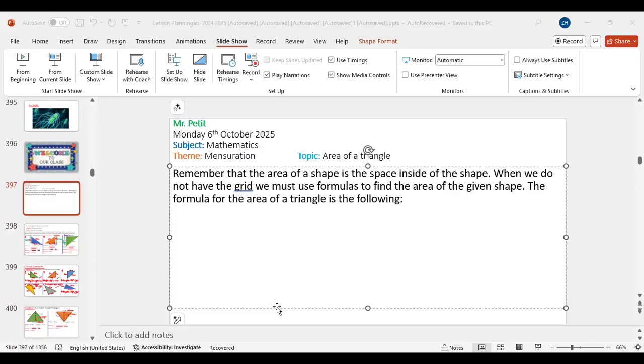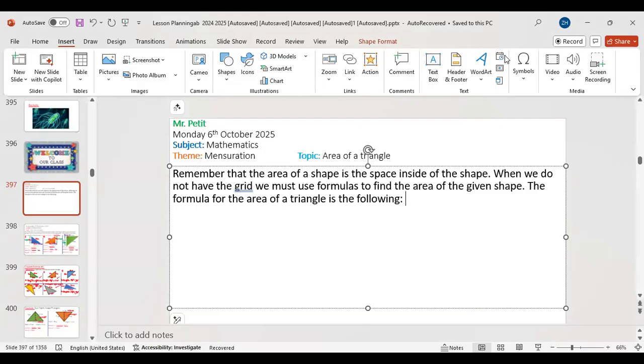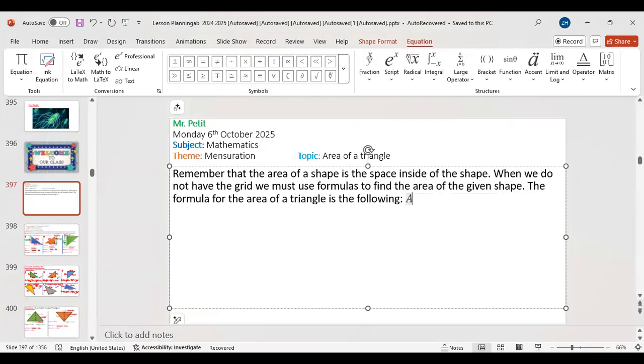No. Height times the base. Okay, close. Height times the base over 2. Very good. You have to divide it by 2. So the area of a triangle.